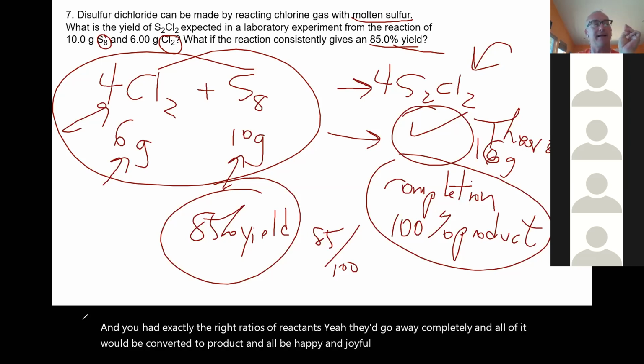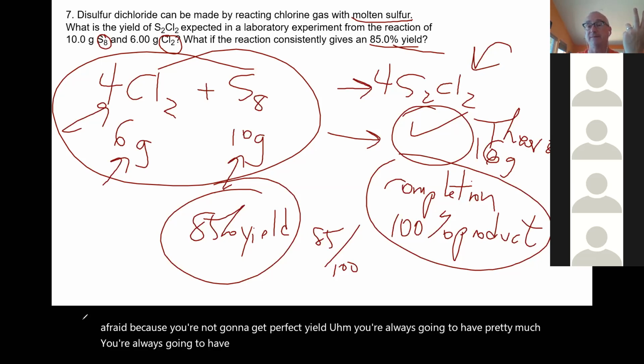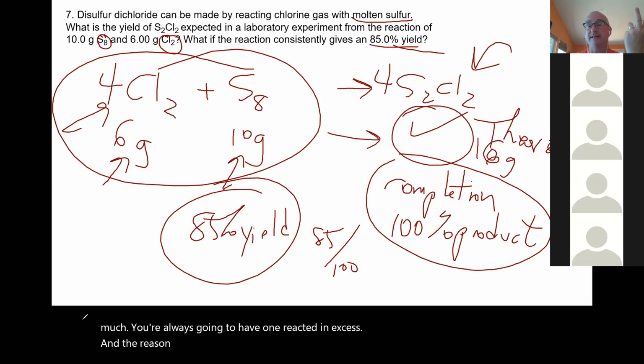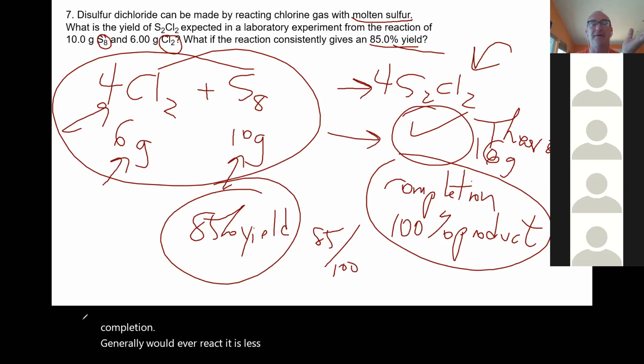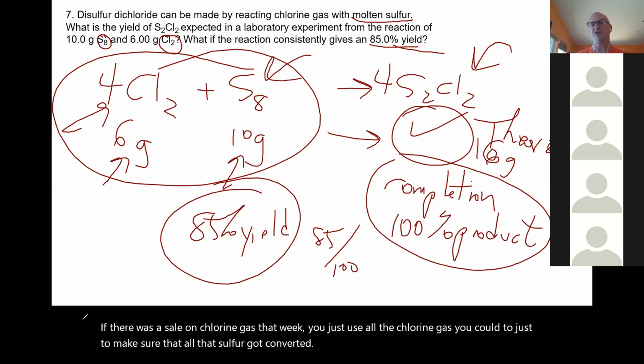That's not the life of a chemist, I'm afraid, because you're not going to get a perfect yield. You're always going to have one reactant in excess. And the reason you always have one reactant in excess is to guarantee that the reaction goes to completion. Generally, whatever reactant is less expensive, if there was a sale on chlorine gas that week, you just use all the chlorine gas you could, to make sure that all that sulfur got converted. So that's usually how we do it.